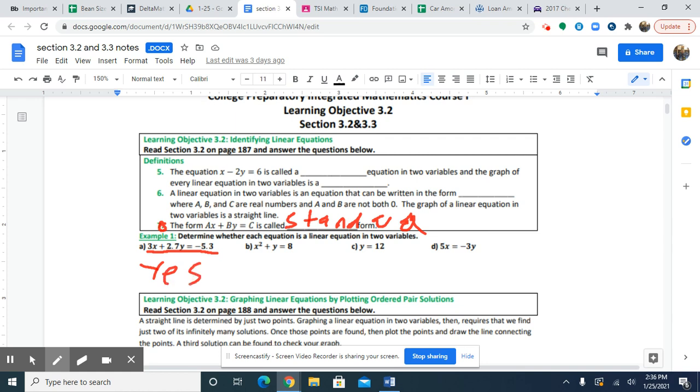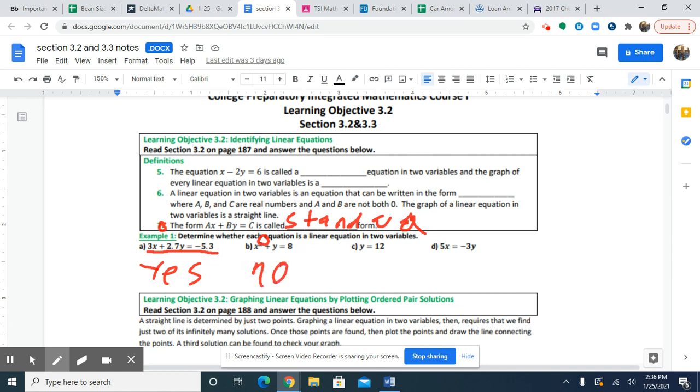Now looking at B, it also has two variables, but this is not a linear equation. We would have this as a quadratic equation because of the exponent, meaning it would look like a U. So this is not a linear equation.